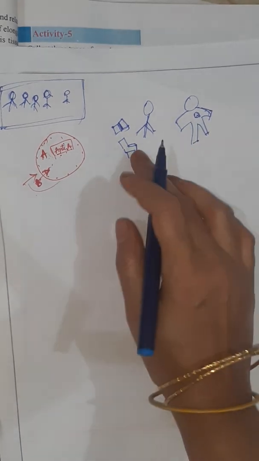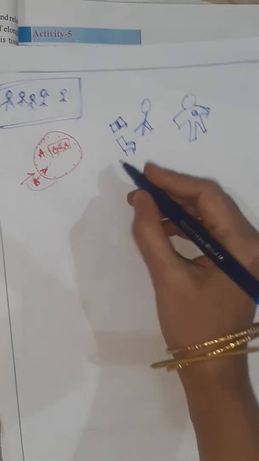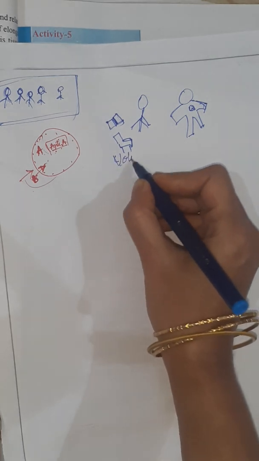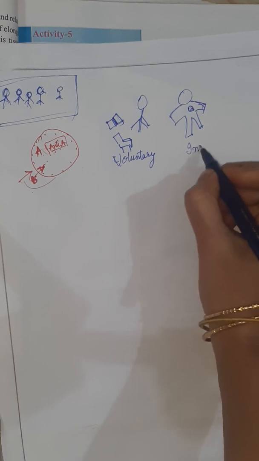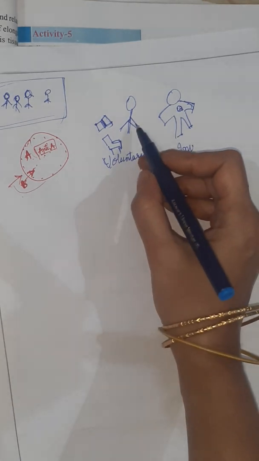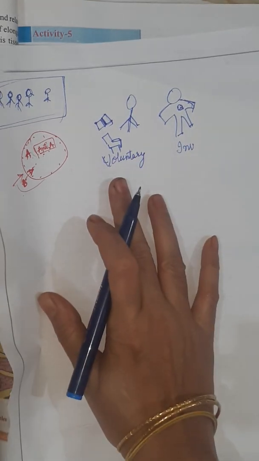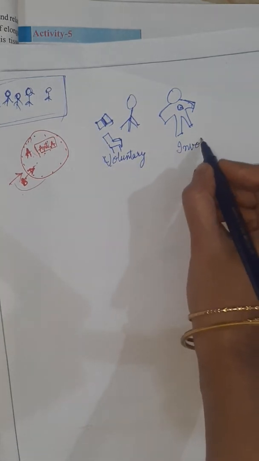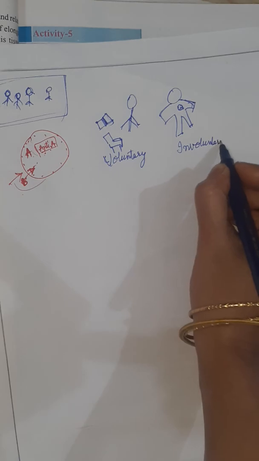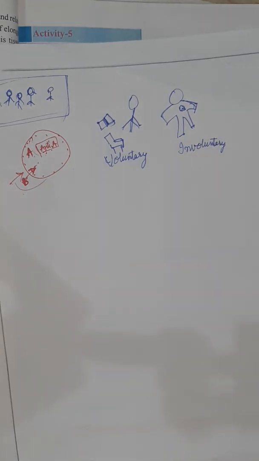So, the muscles whose movement is under our control are called voluntary muscles. The muscles whose movement is not under our control are called involuntary muscles. See children here.